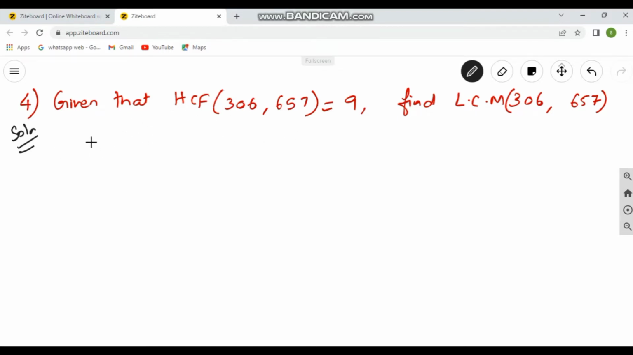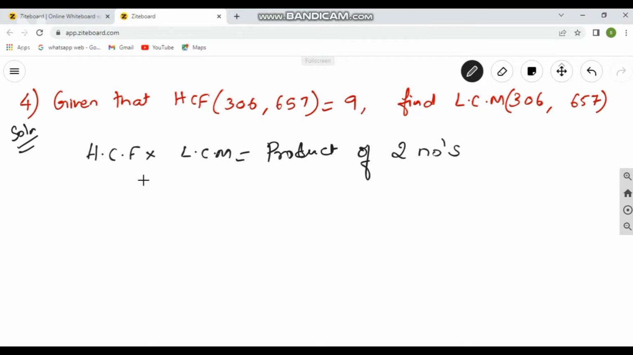It is nothing but HCF into LCM is equal to product of two numbers. So what is HCF? HCF is nothing but 9 into LCM. LCM we don't know, equal to product of two numbers. What are the two numbers? 306 into 657. So the two numbers are 306 and 657.